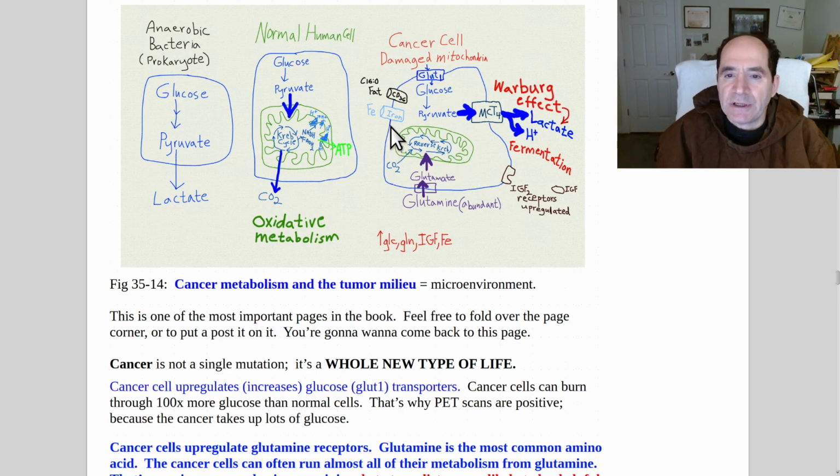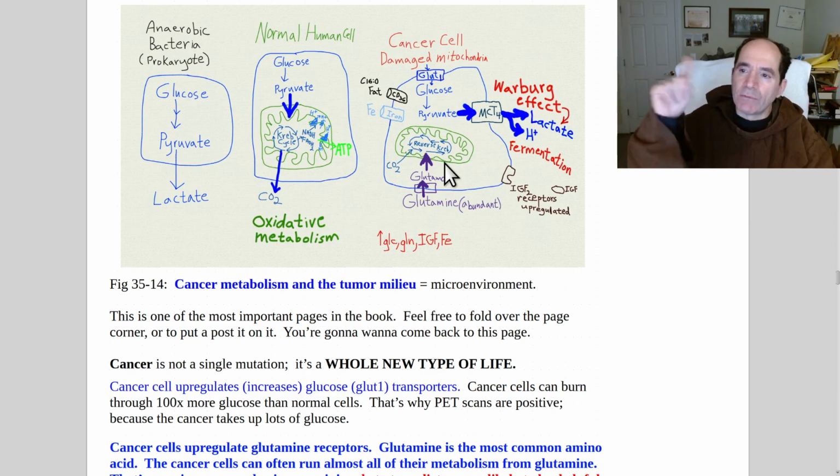Okay, it increases its plasma membrane ion receptors, transferrin receptors. And another thing that a lot of people aren't aware of is that glutamine can come in the back door and you can run Krebs cycle on that. And Krebs cycle can run in a reverse direction.